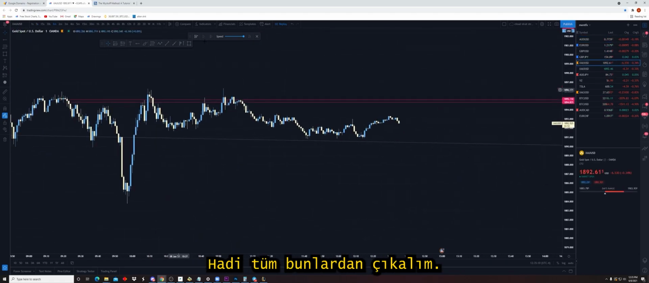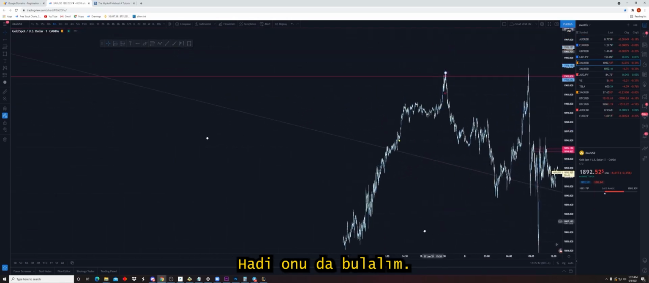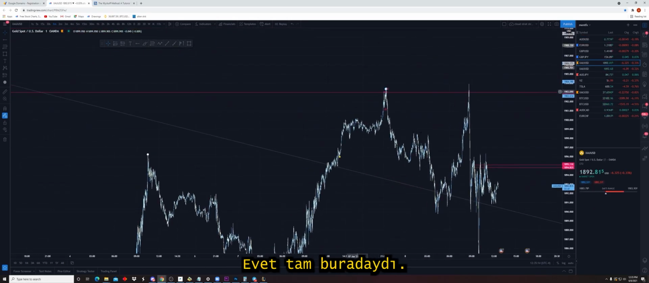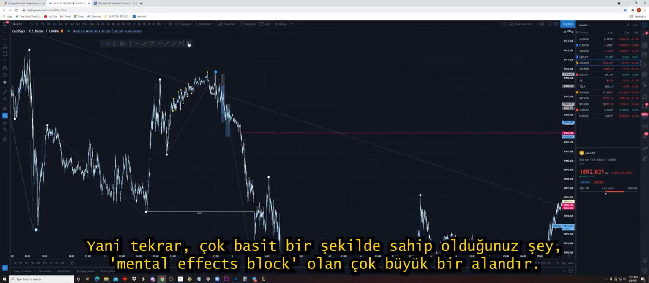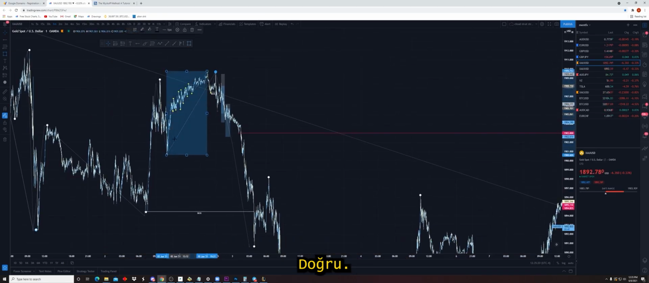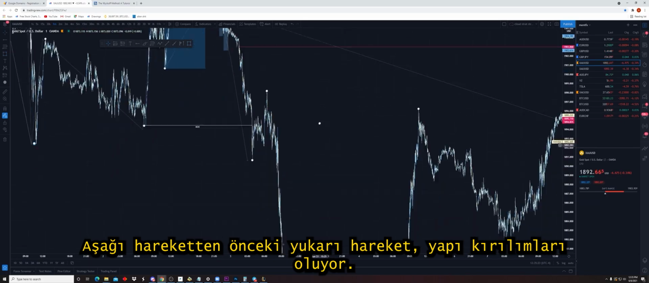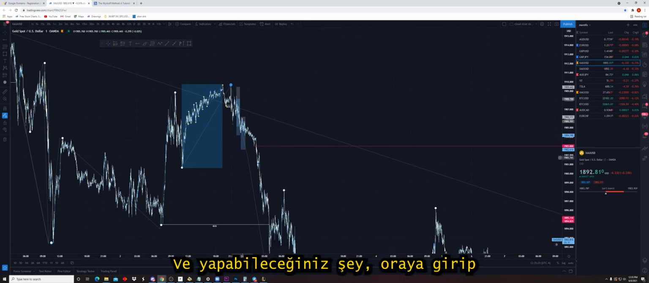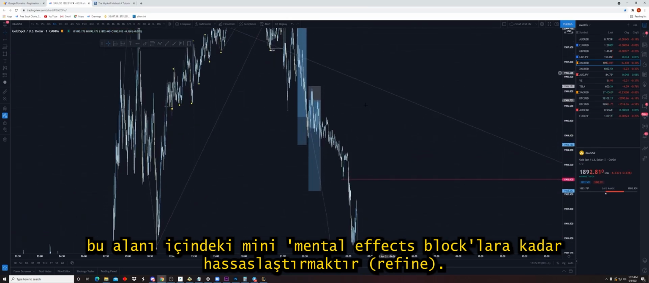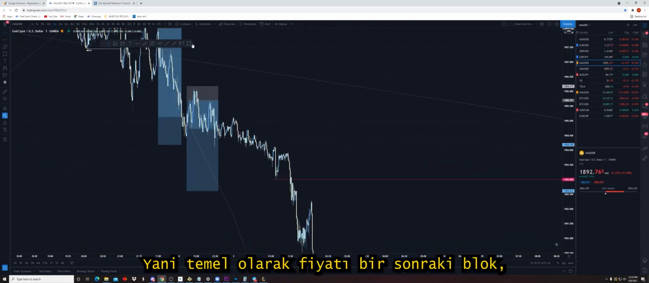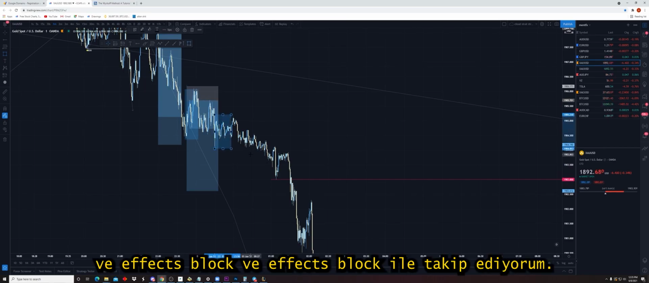So there was another one on gold, I believe. Let's exit all this. Let's go find where it was. So yeah, it was right here. So again, very simply, what you have is a very large area that's a MentFX block, right? Big up move before a down move, break of structures are happening, and what you do is you can go inside of there and refine that area to the mini MentFX blocks inside, right? So basically, I just kind of followed price along, MentFX block, MentFX block, MentFX block, right?